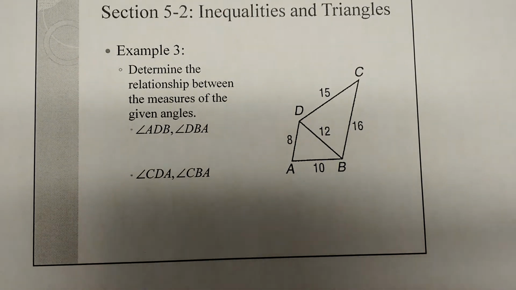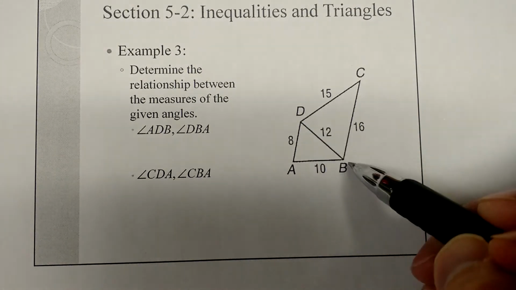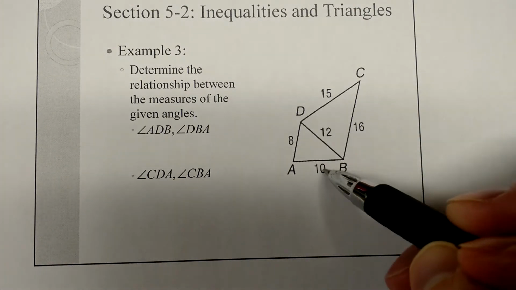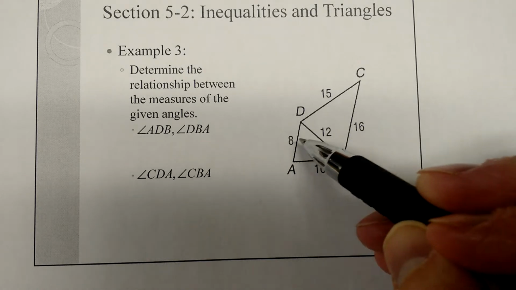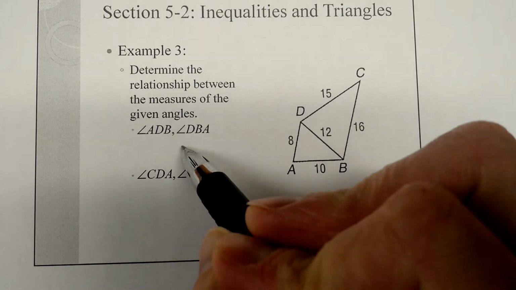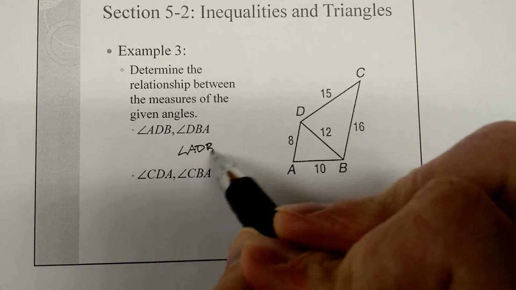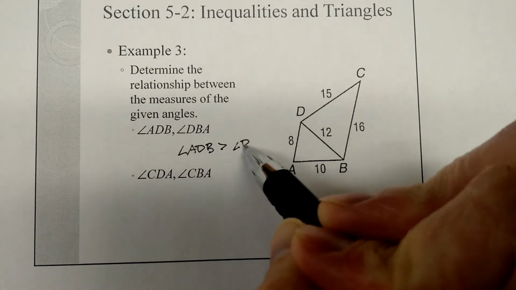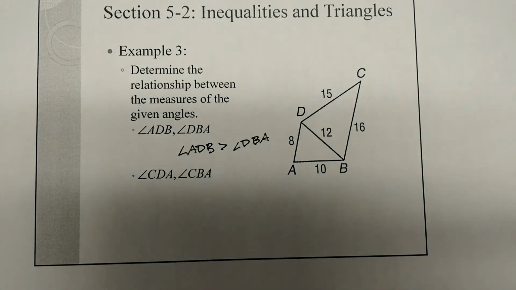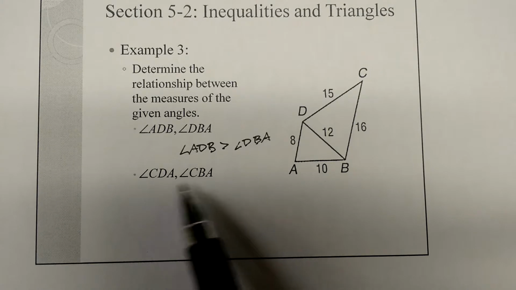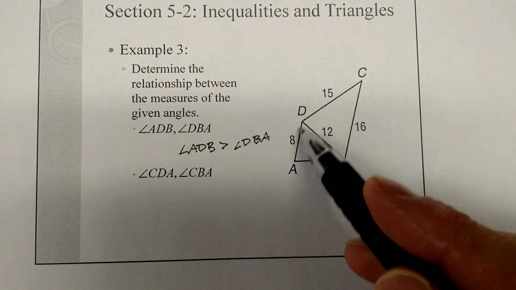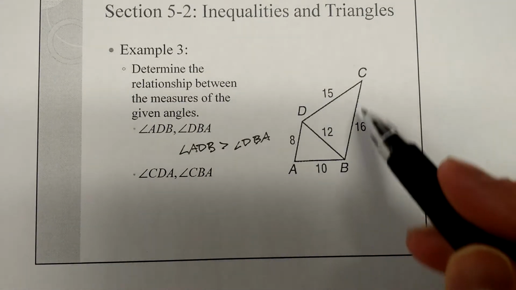And then here we go, an example using that. So determine the relationship between the measures of angles ADB and DBA. Well, ADB is opposite 10 and DBA is opposite 8. So angle ADB is greater than angle DBA. The bottom one here, CDA and CBA, that's CDA, that whole angle, and CBA.